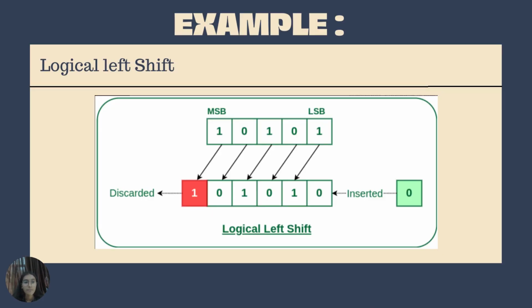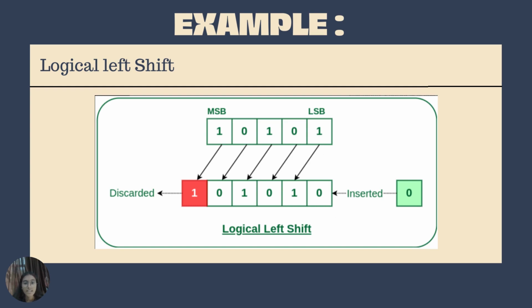Here is the example of logical left shift. As we can see, 10101. Now we will move it towards the left side. That is, 0 is inserted at the LSB, giving 01010, and the 1 is discarded.